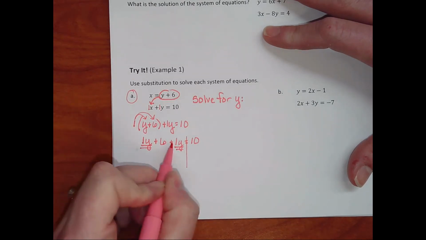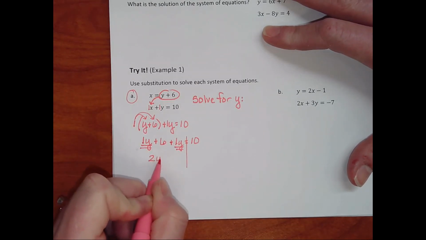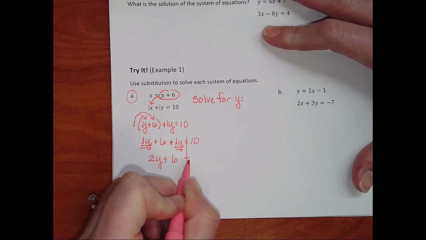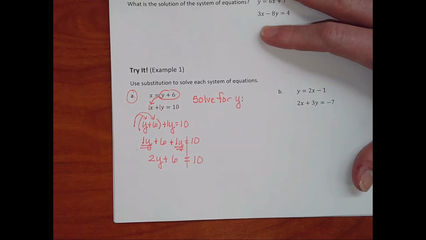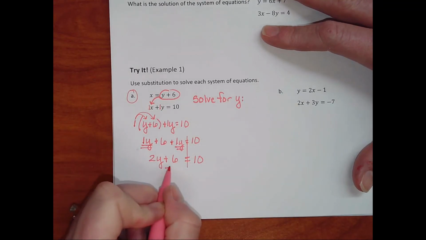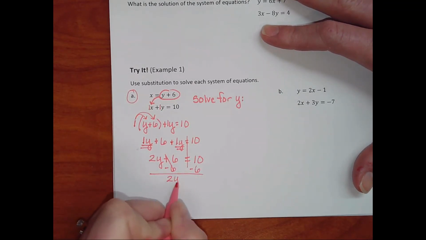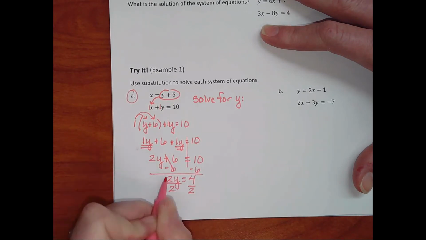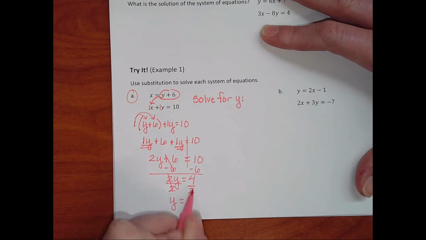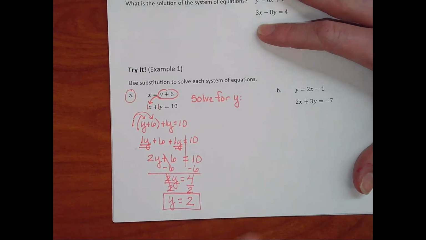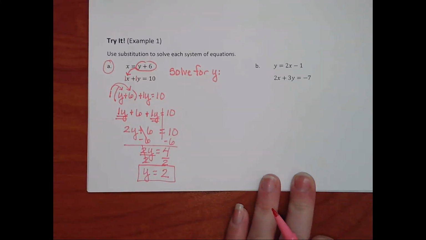So 1 plus 1 is 2. Hopefully you don't have to think about that too hard. 2y plus 6 equals 10. And now you're back to a two-step equation. Subtract 6. 2y equals 4. And then divide both sides by 2. And you get y equals 4 divided by 2, which is 2. And then for today, you're going to leave it just like that.